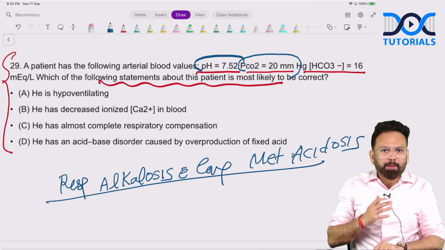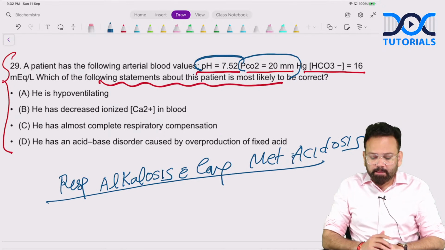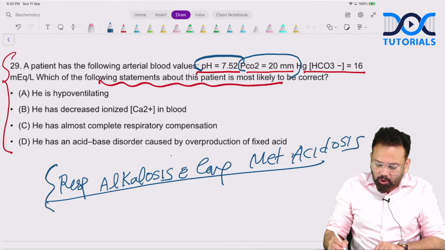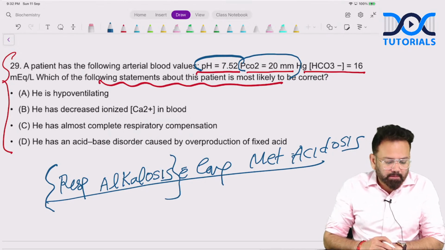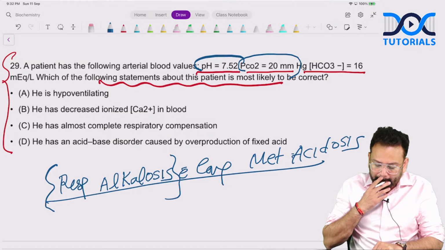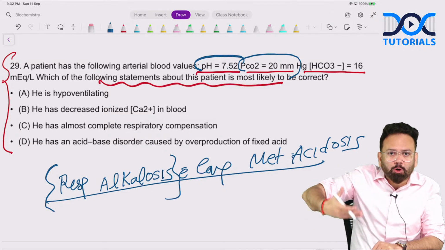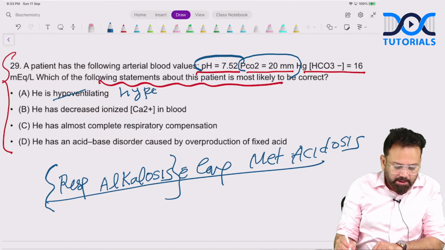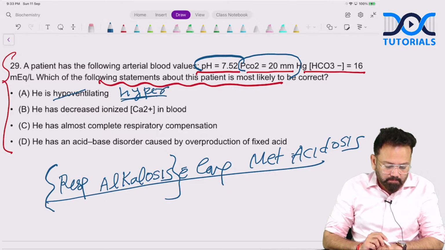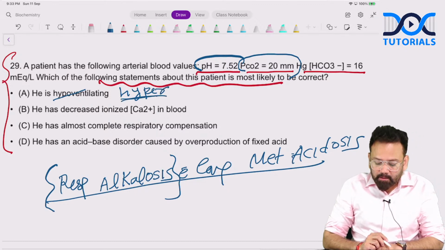So is the patient hyperventilating or hypoventilating? If this is respiratory alkalosis, is the patient hyperventilating or hypoventilating? Tell me. Carbon dioxide washout is there, so it is not hypo, it should be hyperventilating. Yes, Harshita is correct. Answer is B. Very good. Why is the answer B?